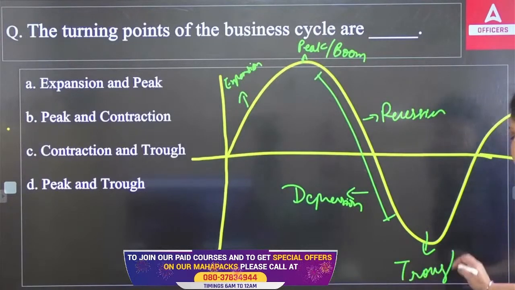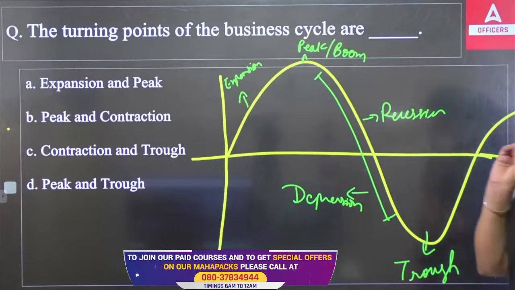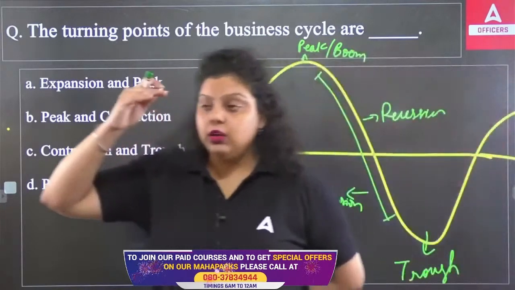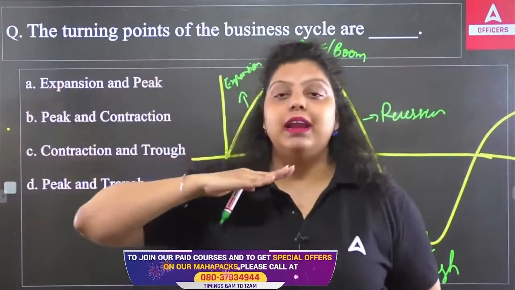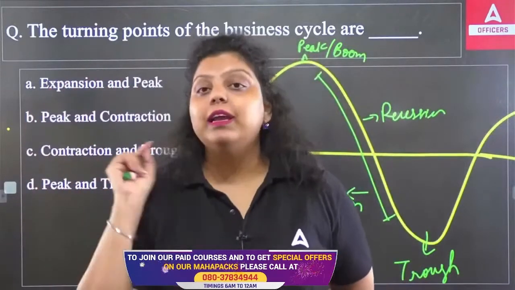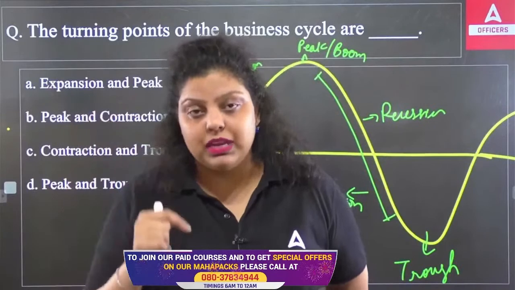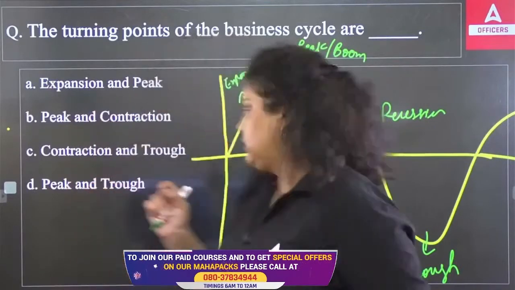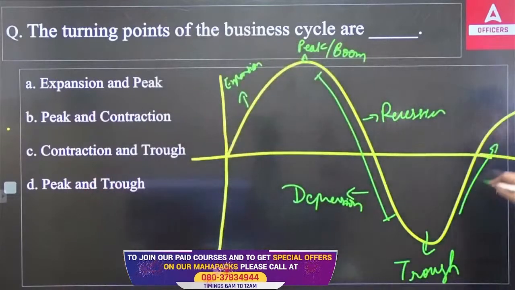Trough means simply the point where all your economic indicators are at the minimum level. When all the economic indicators of yours are at the minimum level, that is known as the trough situation. And after this, you will find here recovery. This is how your business cycle is.